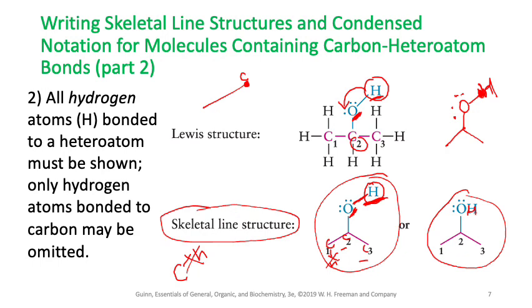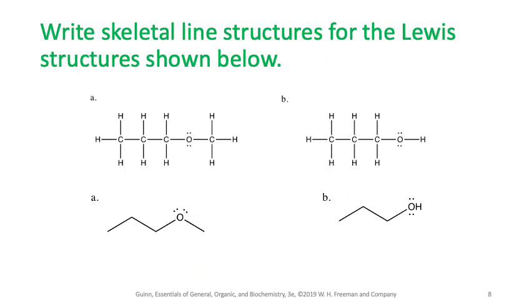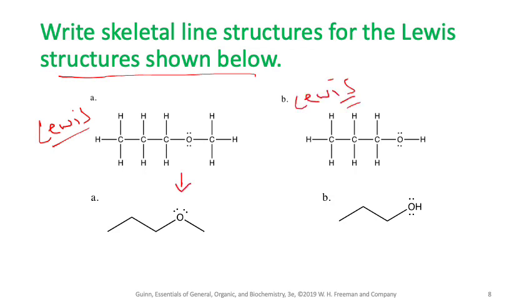Okay, so now let's go to the next slide and try to solve a couple of problems based on the concept that we just learned about how to draw the skeleton line structure of any organic compound that contains a heteroatom. The problem says to write the skeleton line structure for the following Lewis structures. Then you have to draw a line angle formula of the skeleton line structure.